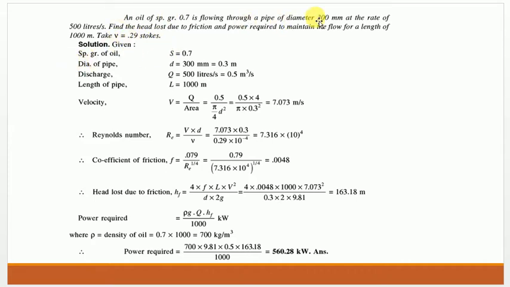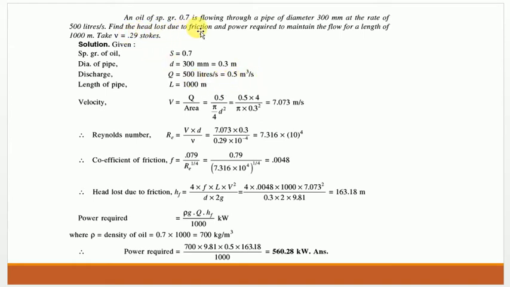So oil flows in a pipe. The pipe diameter is 300 mm, so you're going to convert it into meters. As I said, you have to convert everything into meters, and power in terms of newtons, right? The rate of flow, which is called the discharge, is 500 liters per second. So you need to convert it into meter cube per second. 1 meter cube is 1000 liters, so divide by 1000, so 0.5 meter cube per second.